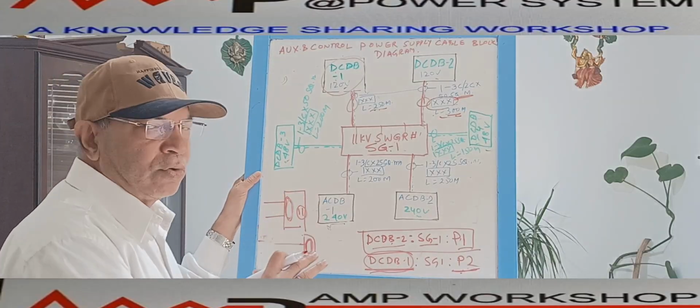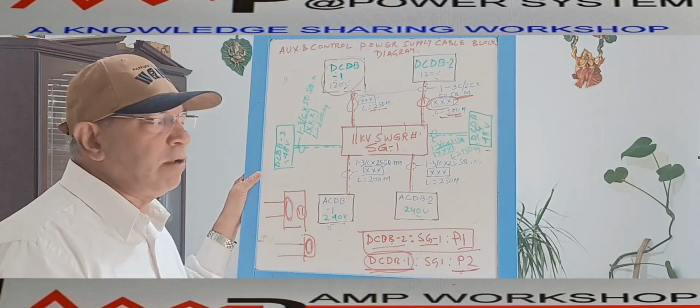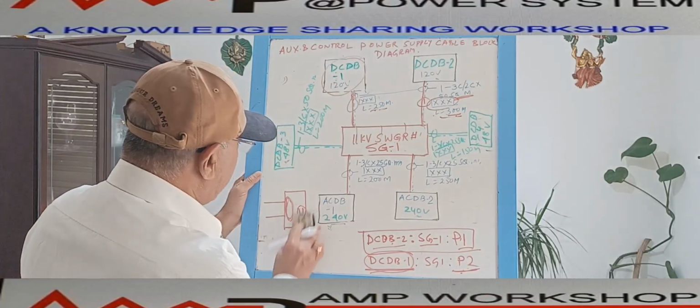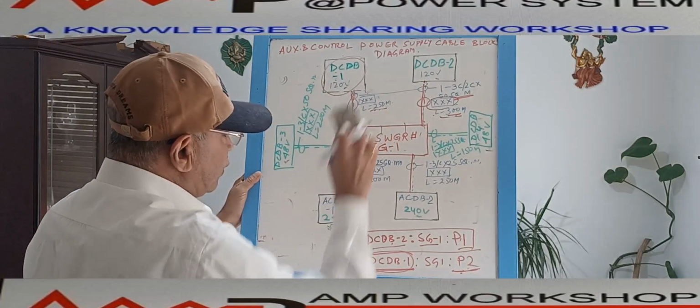This is video 72. In video 73, we'll discuss the auto changeover scheme for the DC supply. So this way, the power supply is coming from these two DC-DBs.